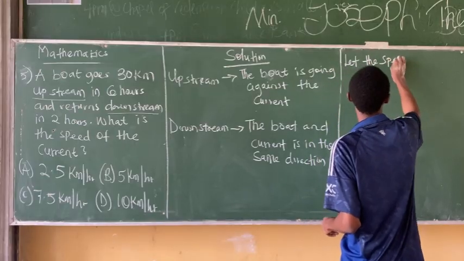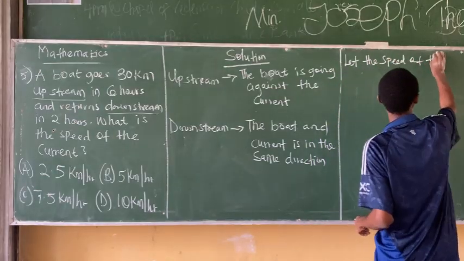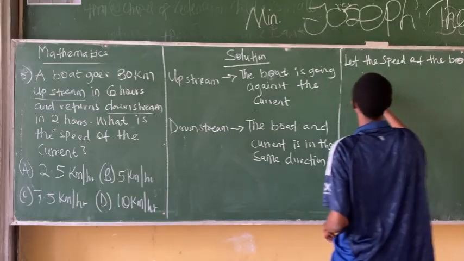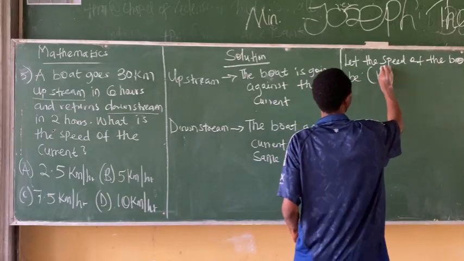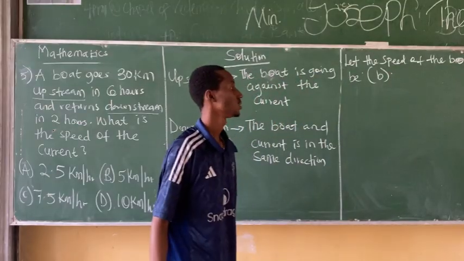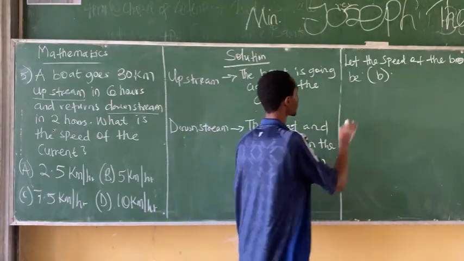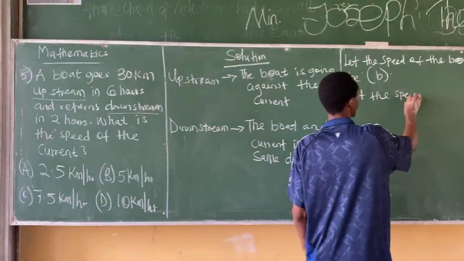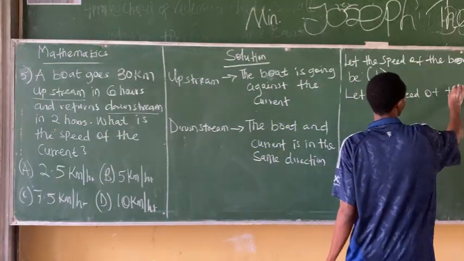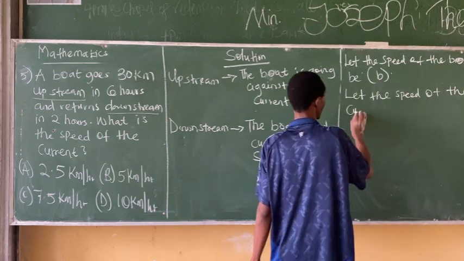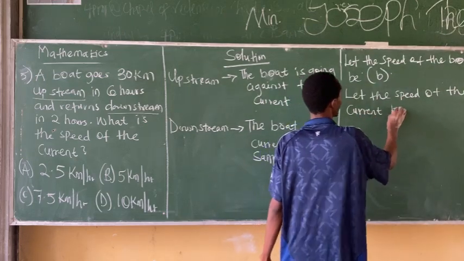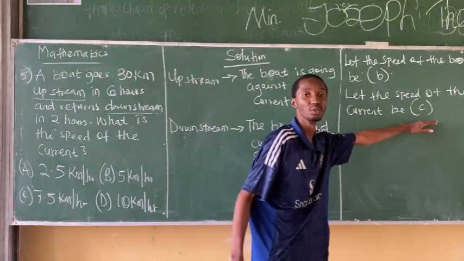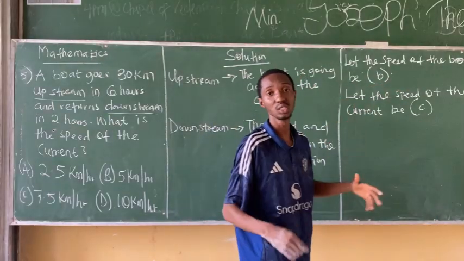let the speed of the boat be B, and the speed of the current, let the speed of the current also be C. Let C denote the speed of the current, and let B denote the speed of the boat.